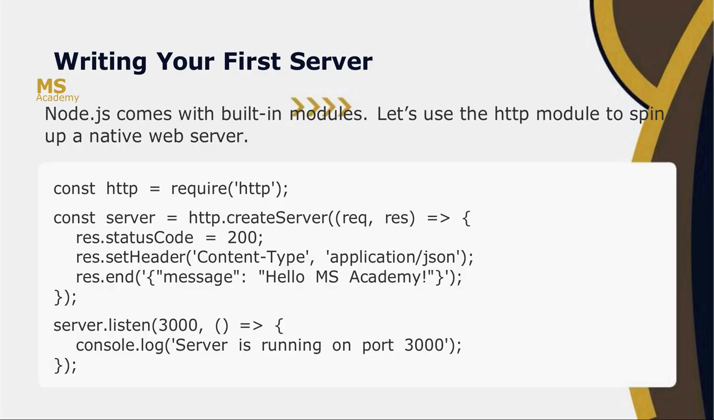So you request for the HTTP service first, then you create your server or application using the .json extension. Then you allow your server to send a message like hello mx academy. So your server prompts a message hello academy.